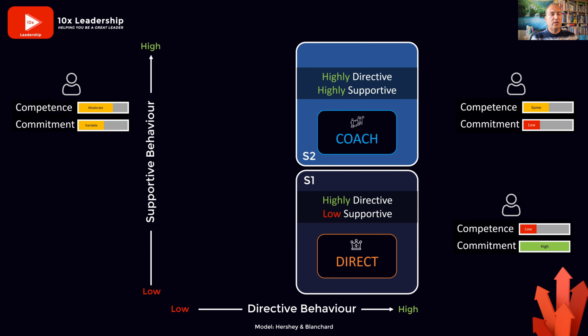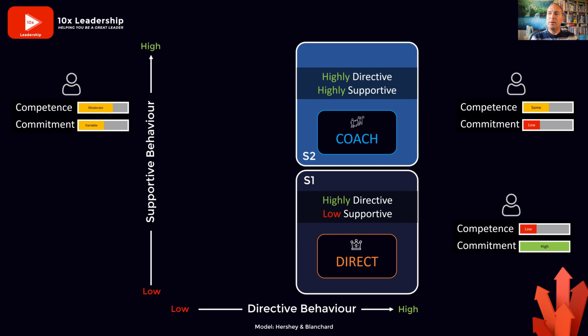So the third scenario, and again could be the same person on a different task. It could be a completely different person, doesn't matter. In this particular scenario then, you've got somebody who has a moderate level of competence, and it might even be that they have a high level of competence, but actually their commitment is variable. So what do you do in that scenario? How do you overcome that problem?